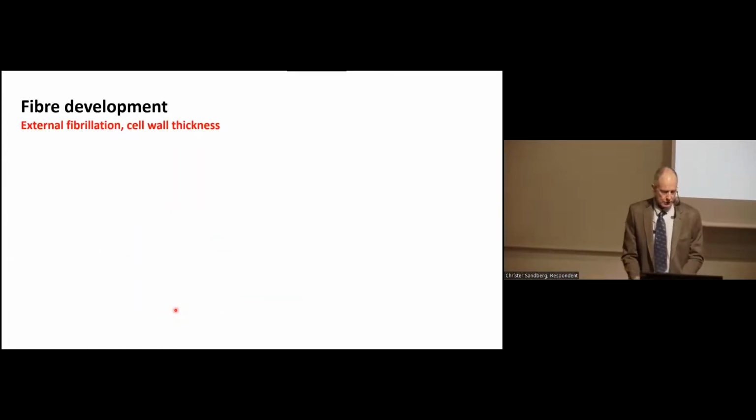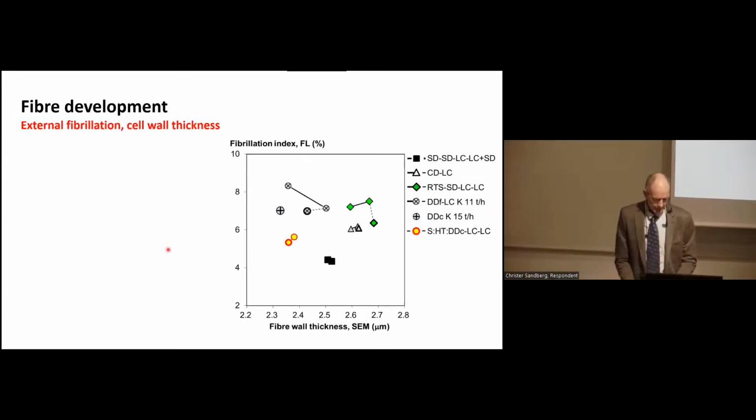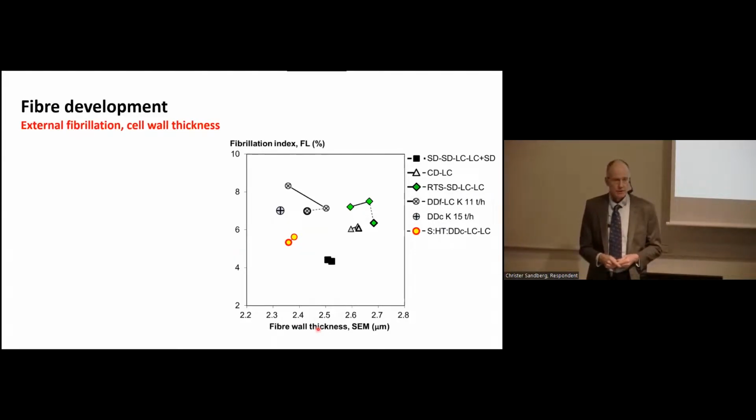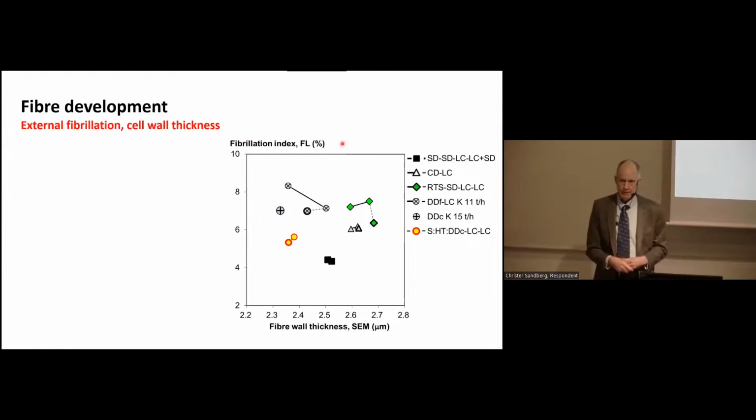So first, let's look at external fibrillation and cell wall thickness. It's important to have thin fiber walls to make the fibers collapse. And here we have fiber wall thickness measured on scanning electron microscopy pictures. And PFI helped us with that. And here we have fibrillation index, and that was measured in the Fibre Lab in Kvarnsveden. So it's an optical measurement of the fibrillation.